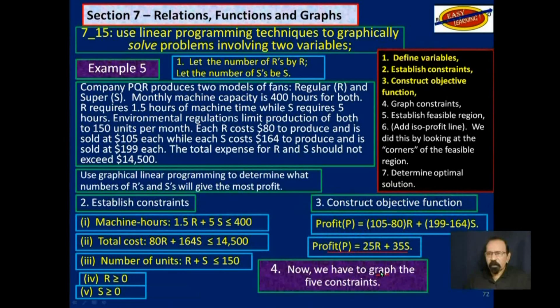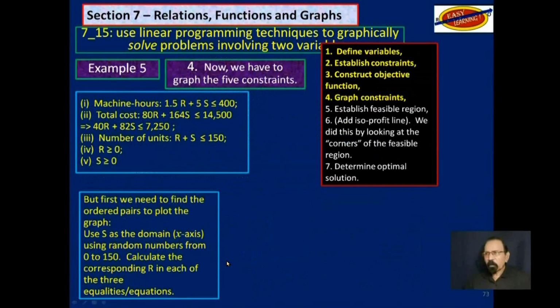Now we have to graph the 5 constraints. Well, these two are fairly easy. These 3 are what we have to concern ourselves with right now. We need to find the ordered pairs to plot the graph. We will use S as the domain, the x-axis, using random numbers from 0 to 150. Remember, that's the number of units that could be produced, 150 total. And then we will calculate the corresponding R in each of the 3 equations or equality.